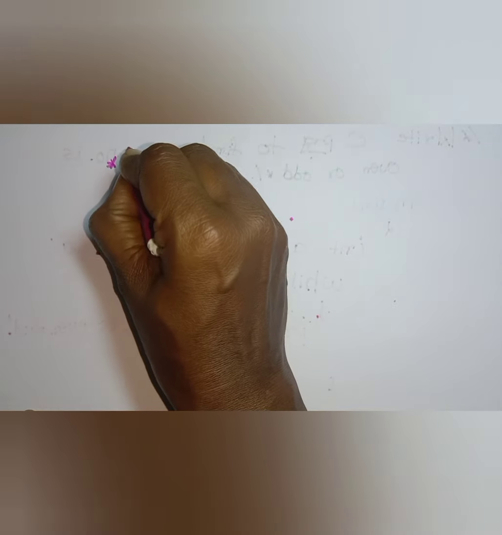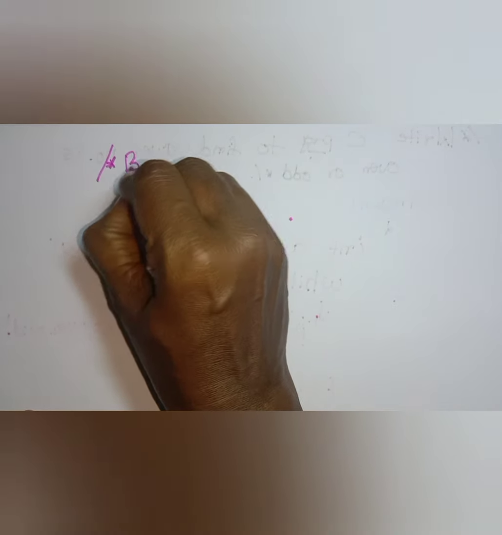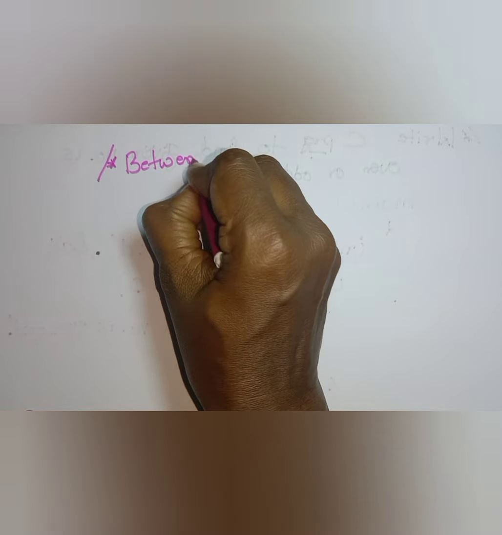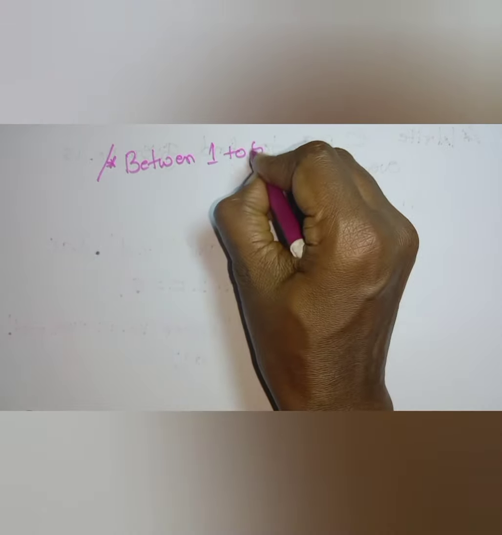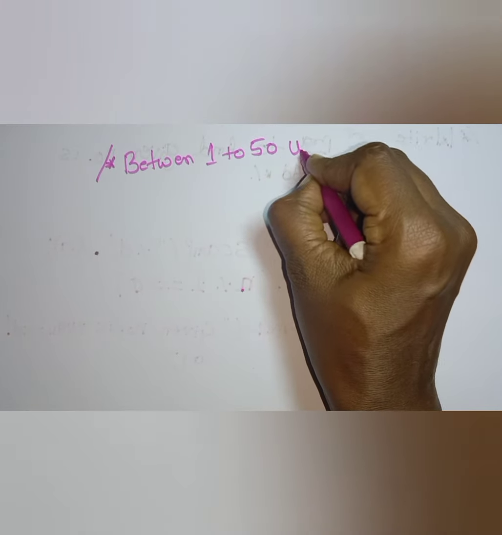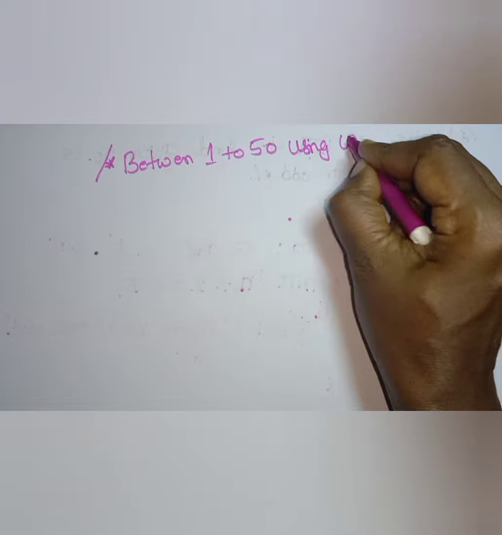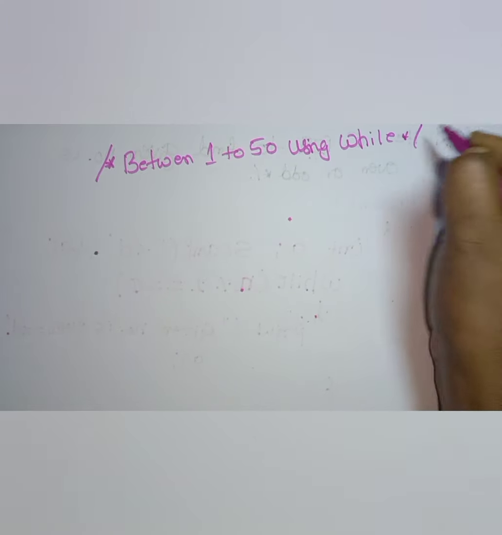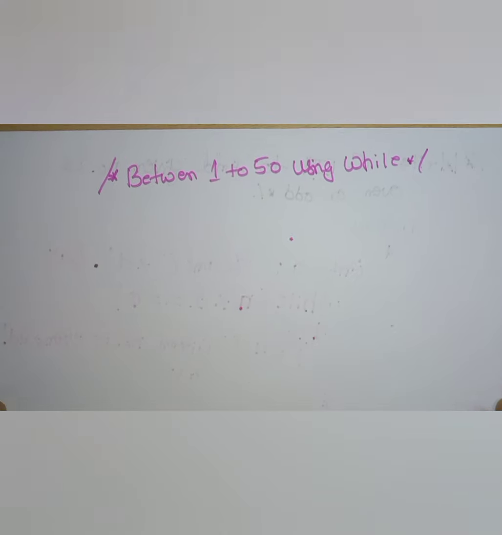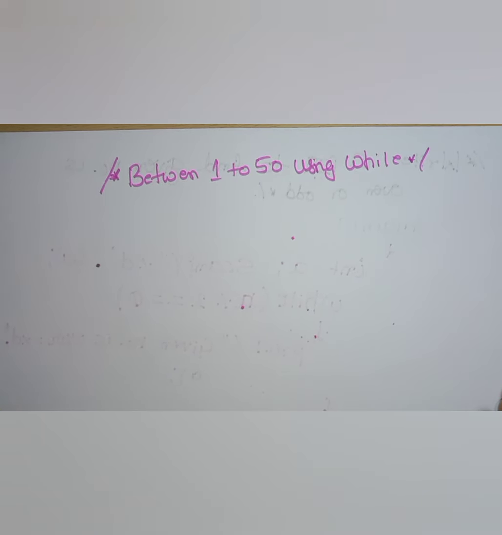Okay, so my intention is to print the natural numbers between 1 to 50. So what we have to do is print between 1 to 50 using while. Let us write using while only. Directly I am giving you the program. Write the program to print 1 to 50 using the while statement. Then how are you going to print?